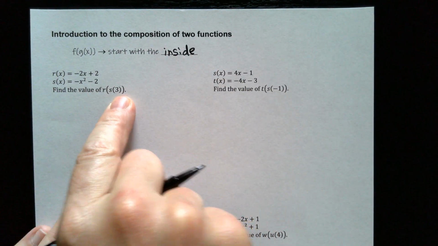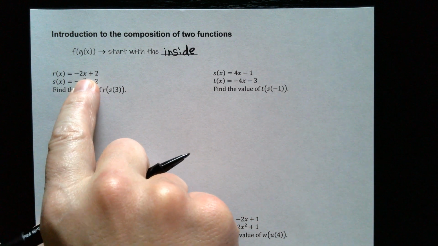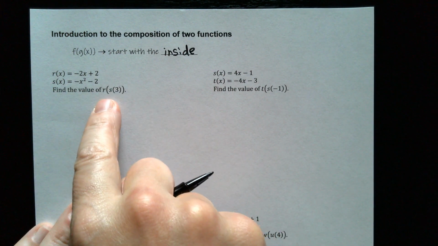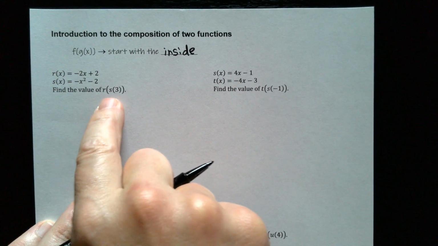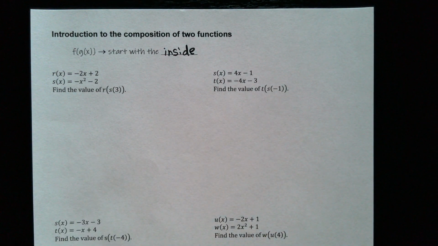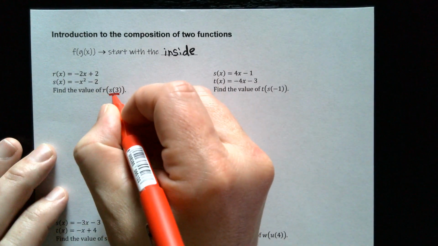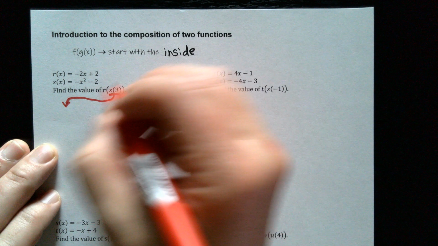On this first example, we have r of x is equal to negative 2x plus 2, and s of x is equal to negative x squared minus 2. What it's asking us to find is r of s of 3. We can't do anything with the r yet, but what we can do is figure out what is s of 3.